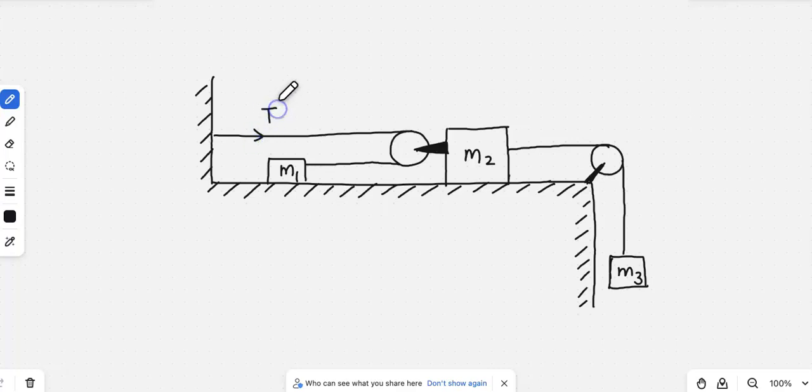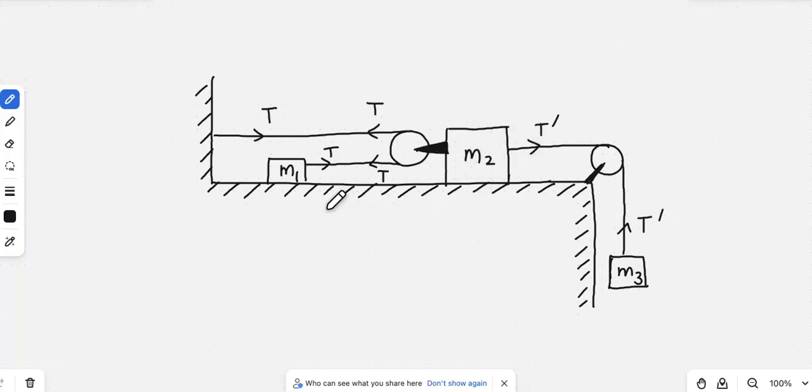So here there will be T tension, here there will be T tension, here also T tension, here also T tension is there. Now, here the tension is T dash and here the tension is also T dash. It is not same as T, you can see, because this is a different string, right? So if the string is different, the tension has to be different. Okay. Now this is mass M2.